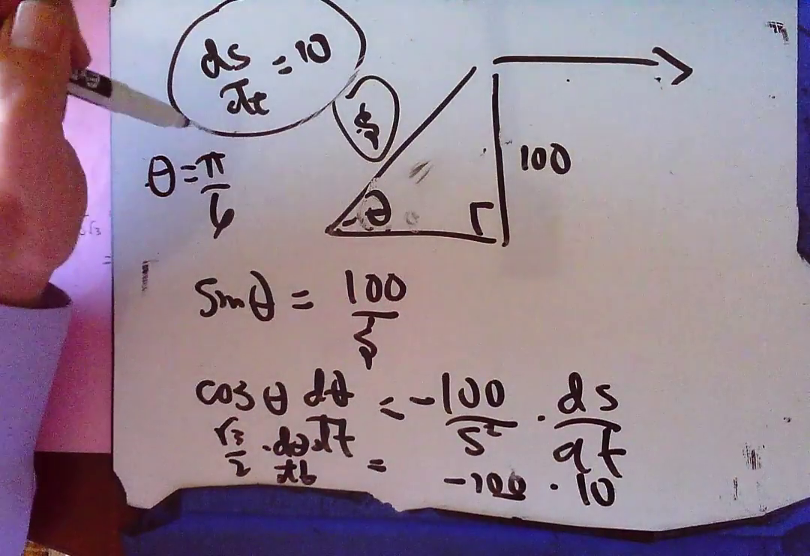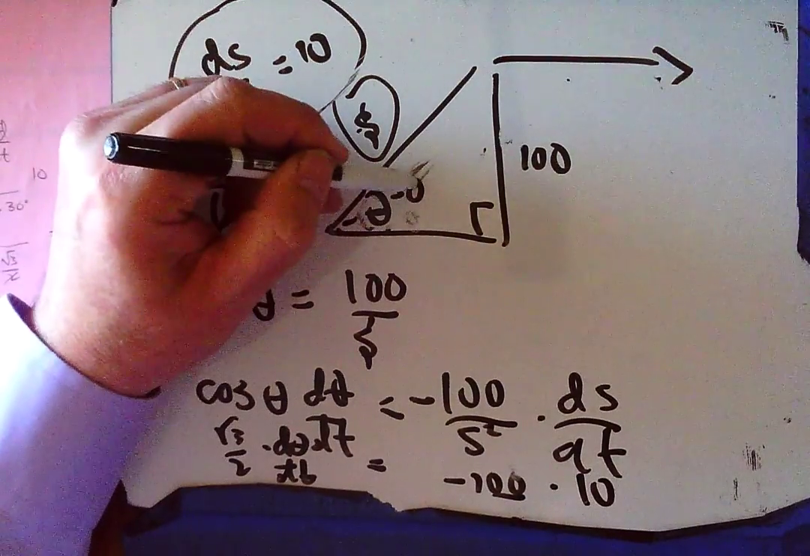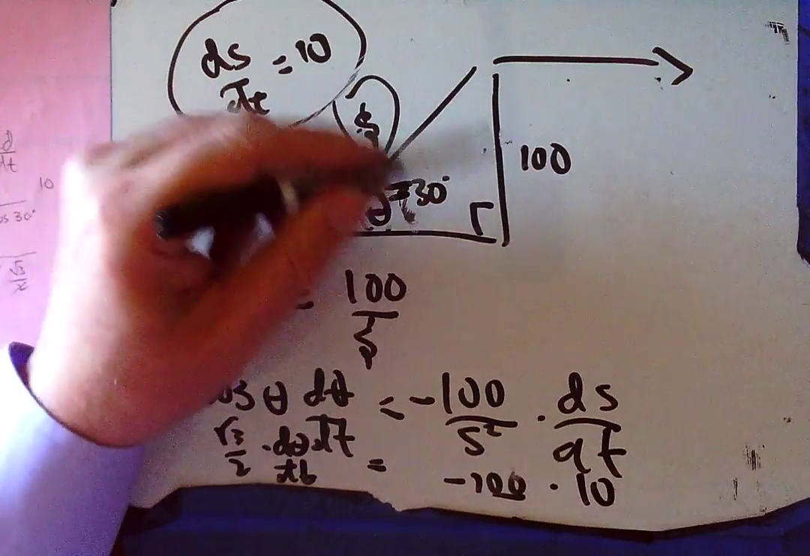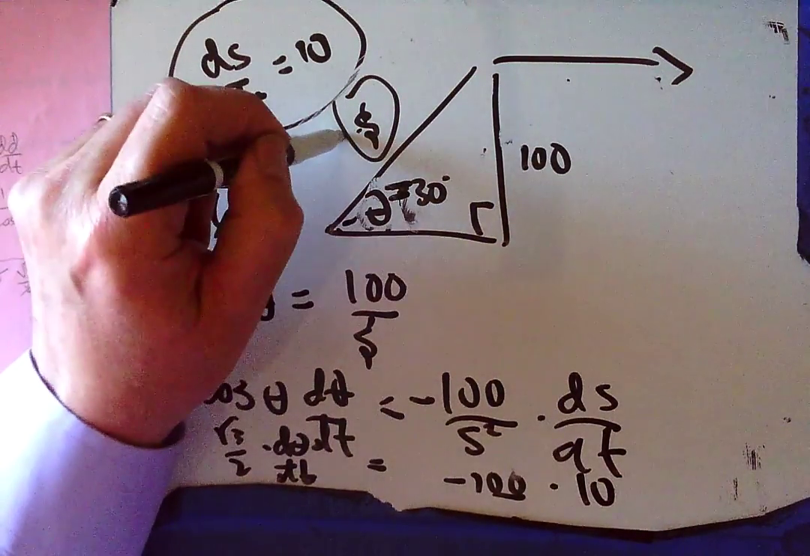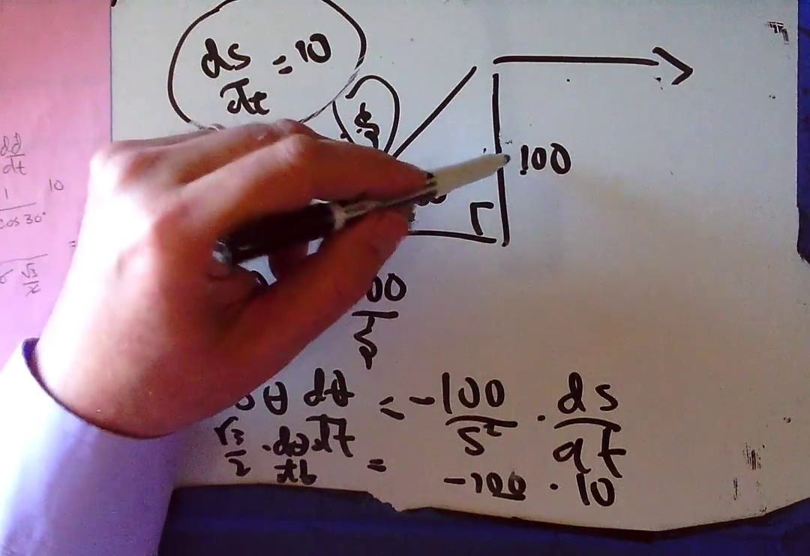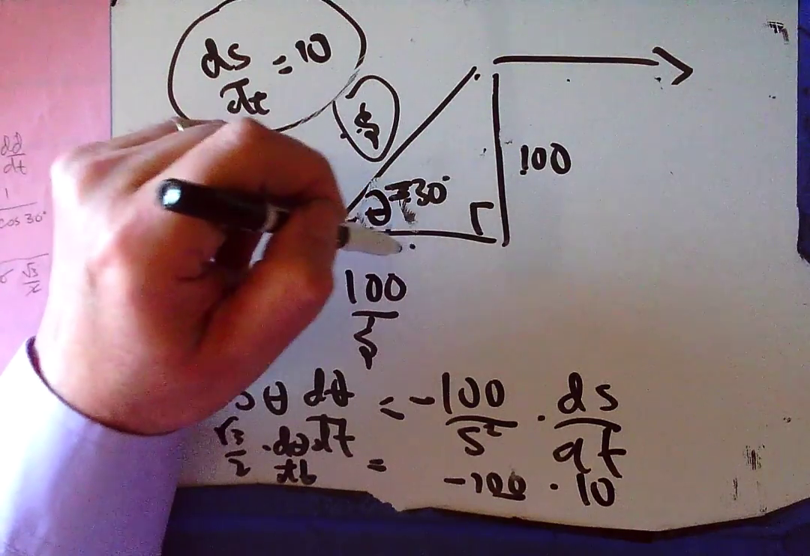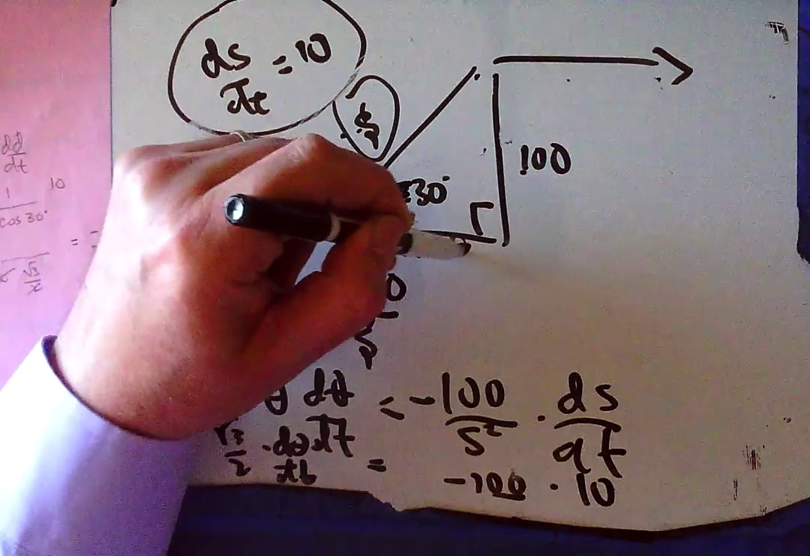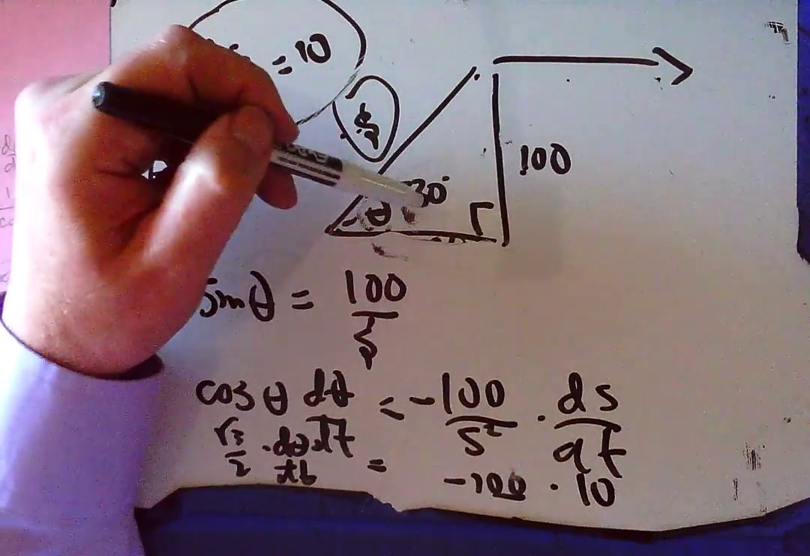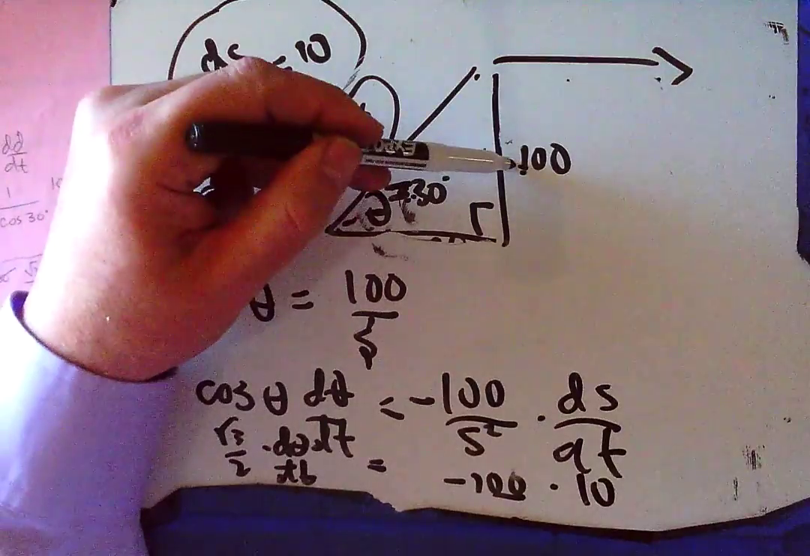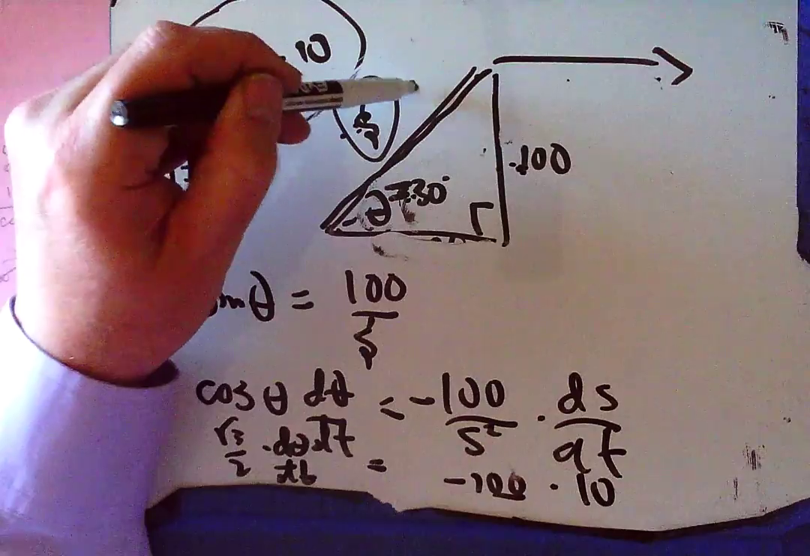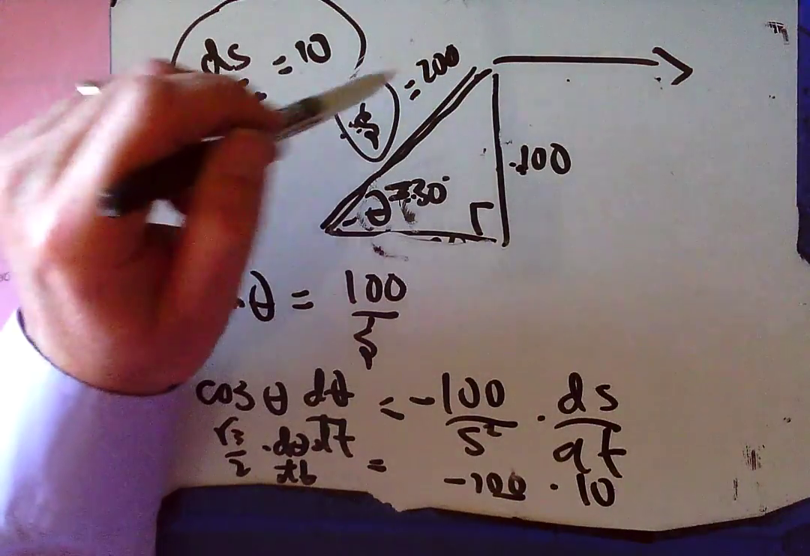How long is that? Well, if this is 30 degrees, I could use 30-60-90 techniques to find s. Is that the short leg? Yes, because that would be 60, and that would be the long leg. With my 30-60-90 shortcuts, my short leg is 100, and my hypotenuse is always twice the short leg. So I can find s that way.